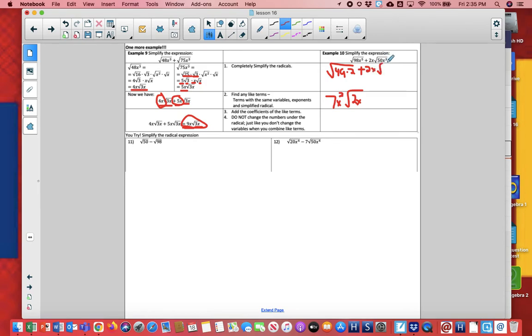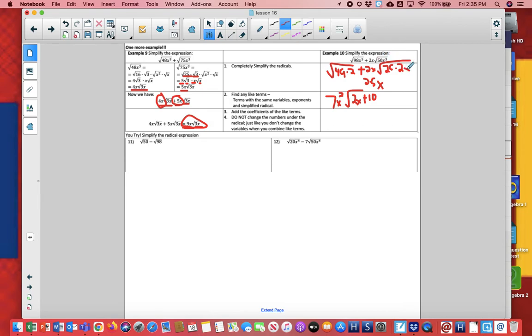So I'm going to break down my 50 with 25 times 2. Square root of 25 is 5. So that 5 is going to come out and multiply with the 2 that's already out here. So I do 5 times 2 is 10. And then the x is here. But now I see x to the third.